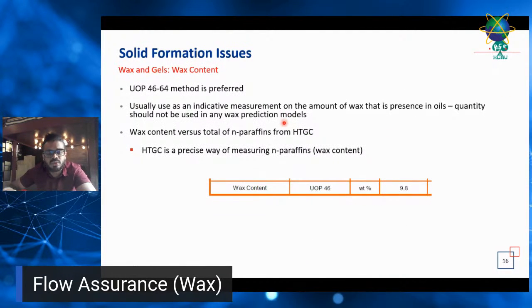So another measurement is your wax content. This wax content is actually just used as an indicative measurement on the amount of wax, and this particular quantity should not be used for your modeling. So we need to use the HTGC instead, the end paraffin HTGC measurements, in order to calculate the wax fraction.